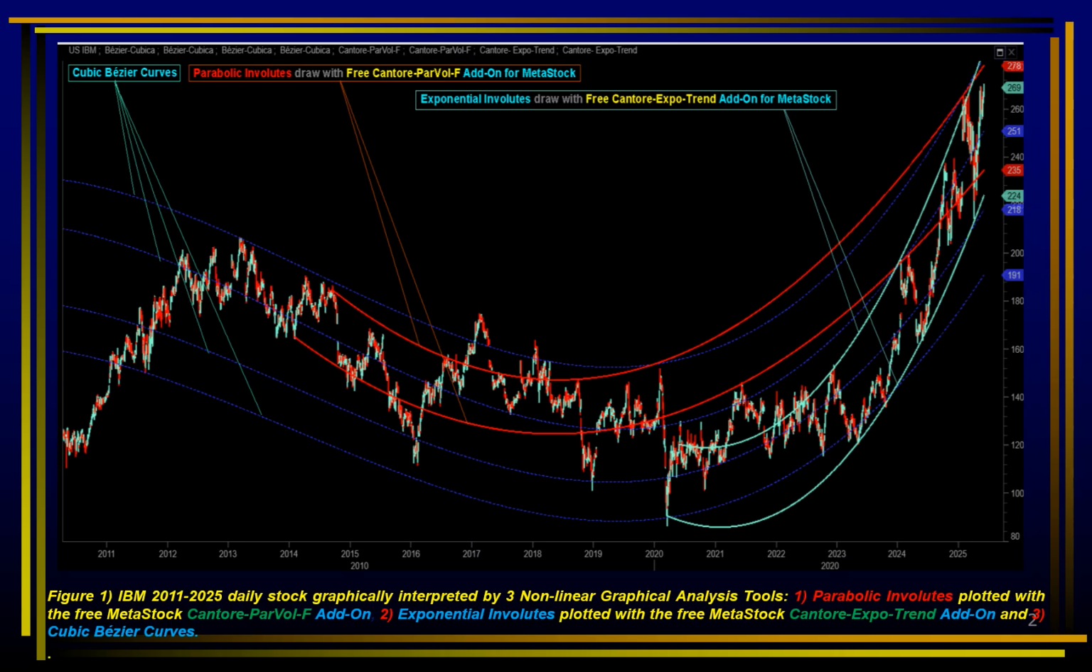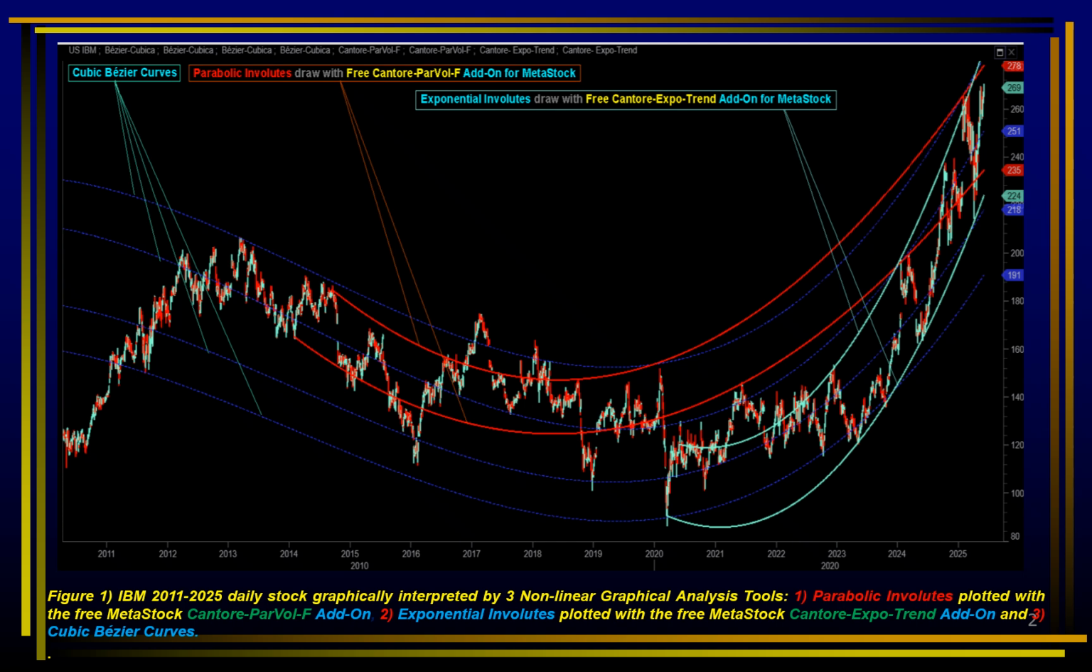Particularly effective is the graphical interpretation of IBM's evolution from 2023 to early 2025 within a nonlinear channel formed by the two exponential involutes. From my point of view, however, the signals of nonlinear graphical analysis provided by the application of parabolic involutes are particularly relevant, especially in the joint use of 2 to 2 in order to form parabolic channels such as the red one described in the figure.